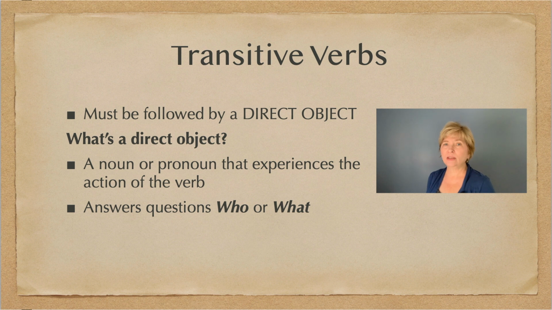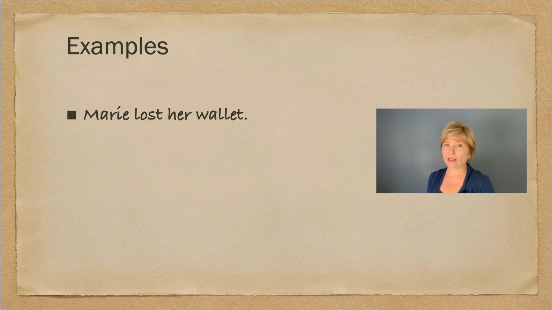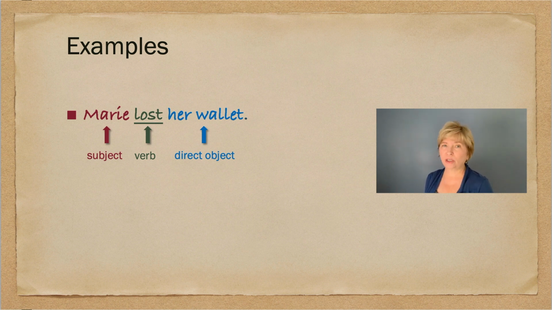The first one is, Marie lost her wallet. The subject is Marie, the verb is lost, and the direct object is the part of the sentence that answers the question, what did Marie lose? The answer, of course, is her wallet. So, her wallet is the direct object.